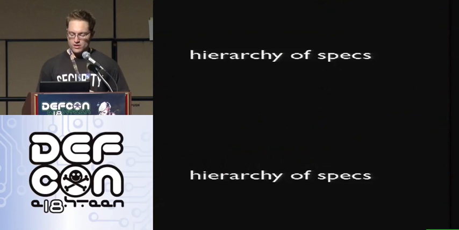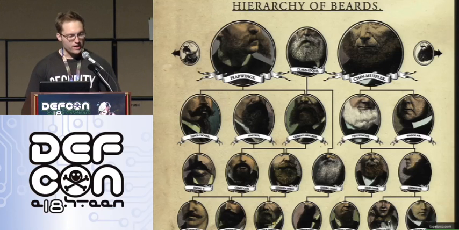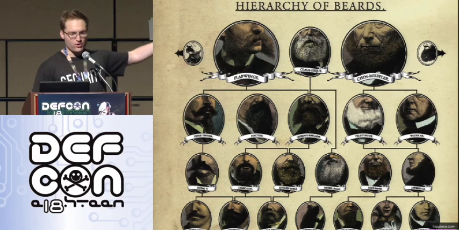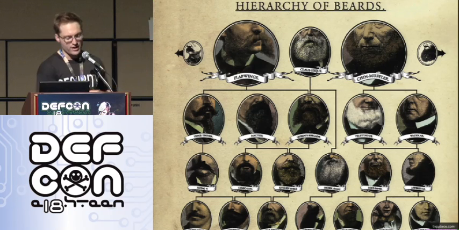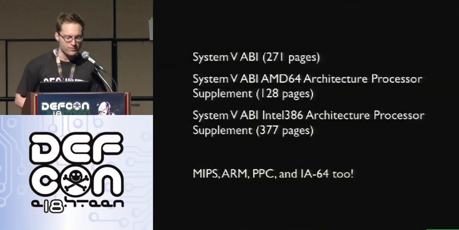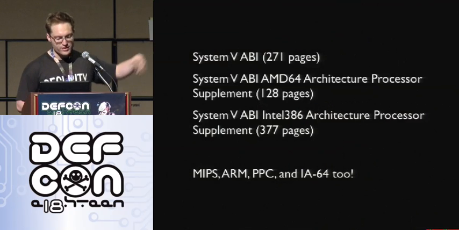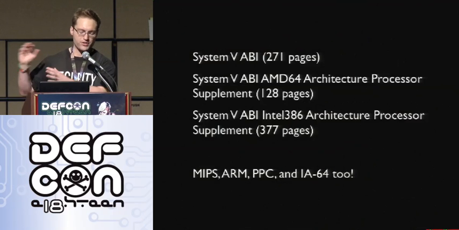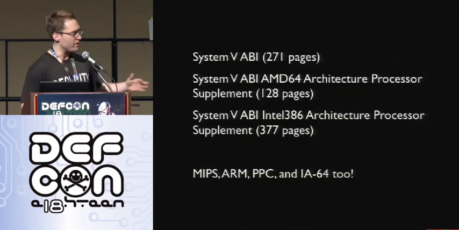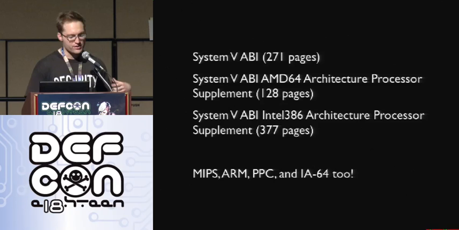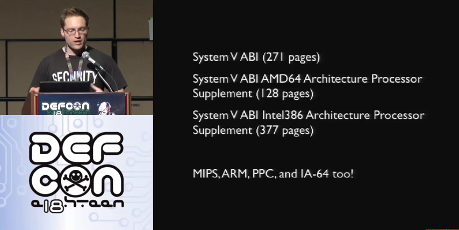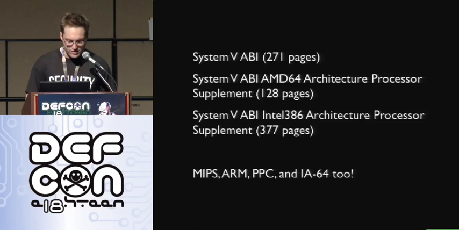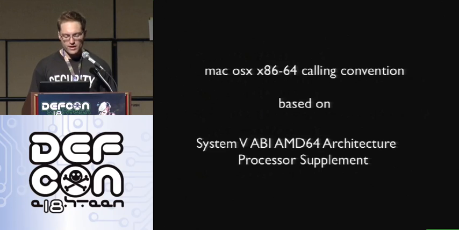The great thing about the ABIs is that they form a hierarchy, kind of like this hierarchy of beards. These beards are all related in some way. They're all parts of each other, and the ABIs are the exact same way. You have the big System 5 ABI, which is like 200 pages, and then as you read it, it has sections where it says, hey, at this point, open up your architecture-specific ABI and read that one. And the AMD 64 ABI has a page in it where it says, hey, everything in here is true, but you also need to read everything in the i386 ABI. So if you actually want to understand what's going on, you need to read like 700 pages. And there's also ABIs for MIPS, ARM, PPC, and Itanium as well.